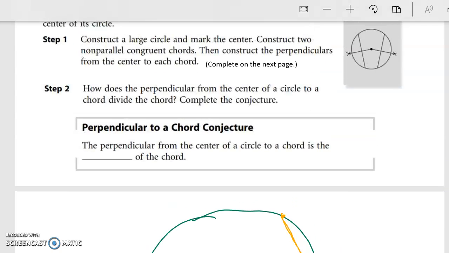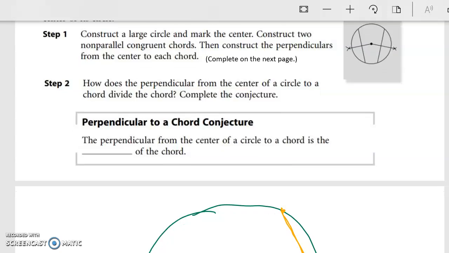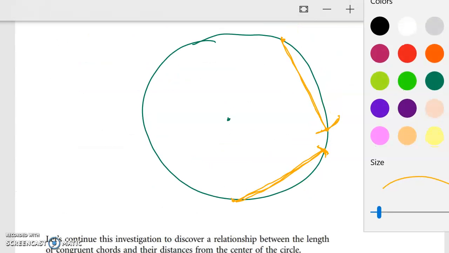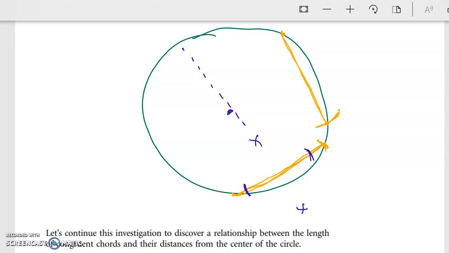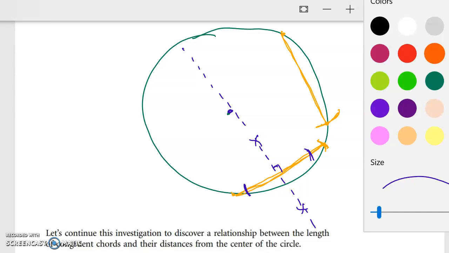And now what we're going to do is construct the perpendiculars from the center to each chord. So I'm going to walk you through how to do that. Put your stylus on the center of the circle. Take your stylus and swoop it so it intersects each side of the chord, one on each side. Then you're going to do your perpendicular bisector, swoop, swoop, swoop, swoop, and go ahead and construct that. We're going to do that one more time.